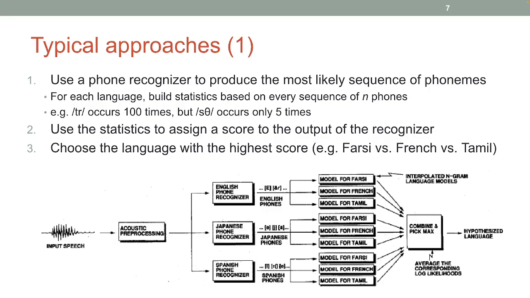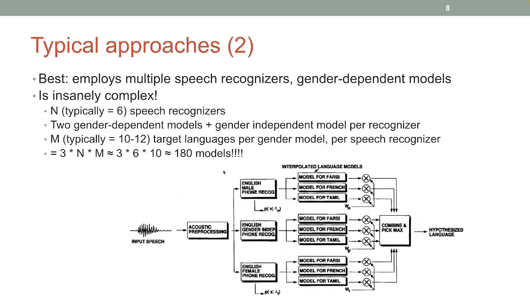Same thing with, say, a Spanish phone recognizer. So we can actually try and guess a language that we don't have a phone model for, and combine and pick the max, and that spits out the hypothesized language. Okay, so you pick the language with the highest score. Another approach is to even break it down more and have more models. So here in this diagram, we have input speech right here coming from the left, right?